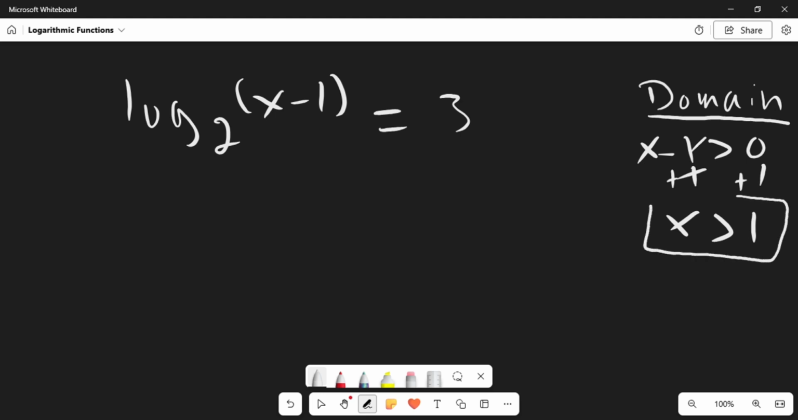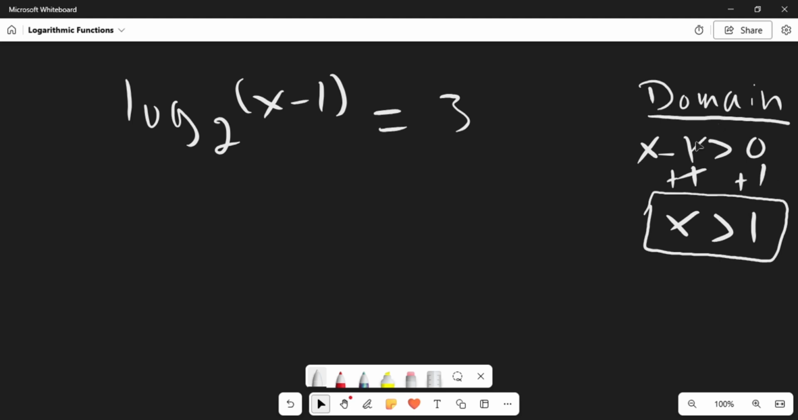So just keep that in mind. This is going to be our domain. Whatever x value you get, it has to be greater than 1. If it is not greater than 1, if it's less than 1, then that solution is going to be an extraneous solution. What does an extraneous solution mean? Well, an extraneous solution is just a solution that is not compatible with the domain. I'm going to elaborate on that a little further; we're going to see this in future problems. But let's just get right into it.